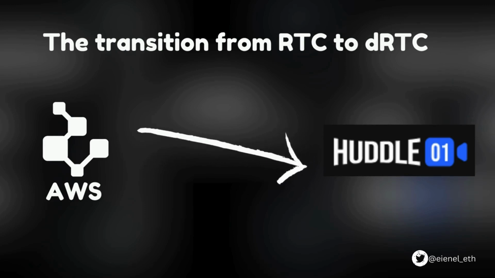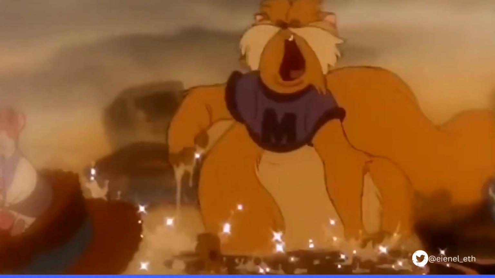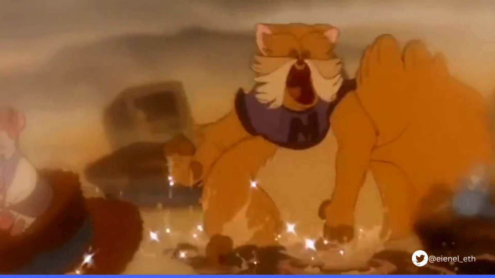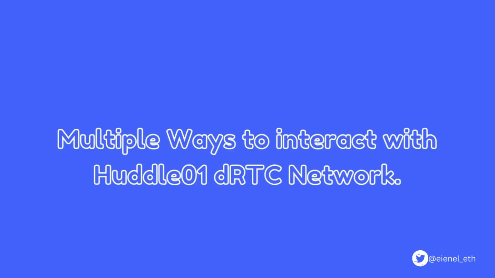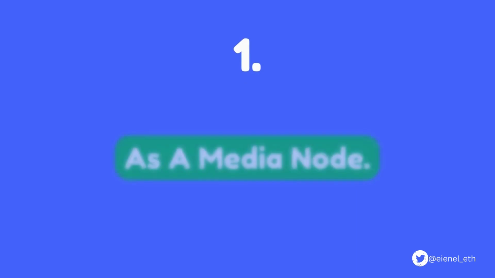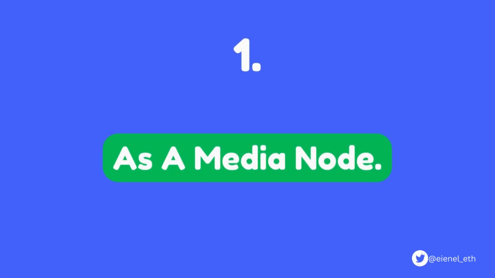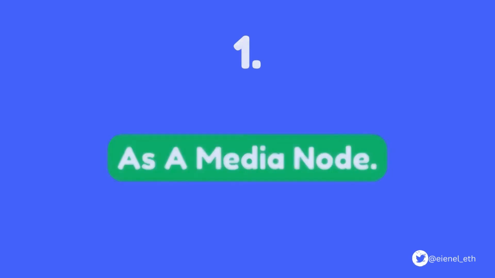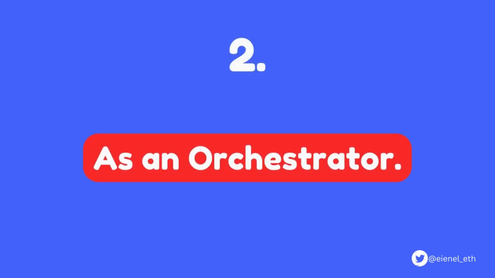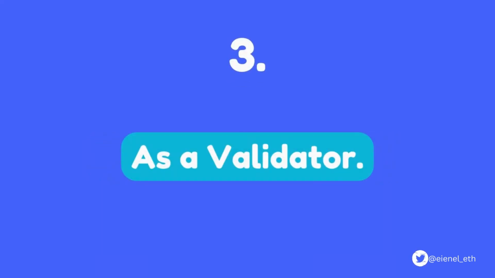I know you are excited or even tired and just want to know how to join Huddle01 dRTC network. There are multiple ways to interact with Huddle01 dRTC network. 1. As a media node, you earn rewards for supplying bandwidth to the Huddle01 dRTC network. 2. As an orchestrator, you earn rewards for matching media nodes to participants and coordinating meeting rooms. 3. As a validator, you earn rewards for validating dRTC execution transactions.